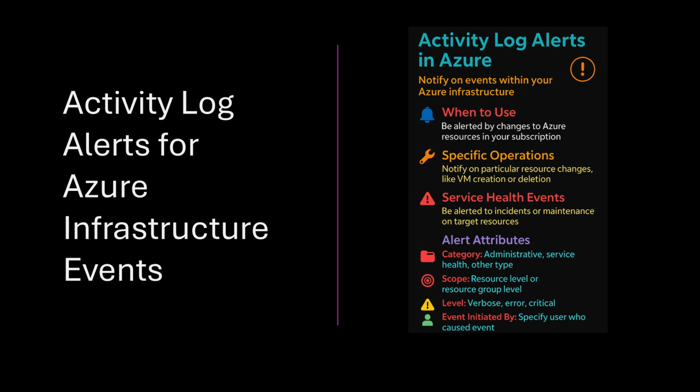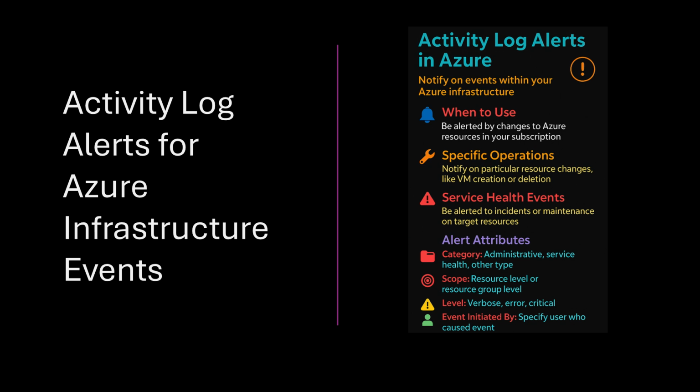When setting up an activity log alert, you will define several attributes to fine-tune what you're watching for. These include the category, like administrative or policy, the resource type, such as a VM or key vault, the operation name, severity level, event status, and even who triggered the event. You can filter by user or service identity to detect specific actions by specific actors.